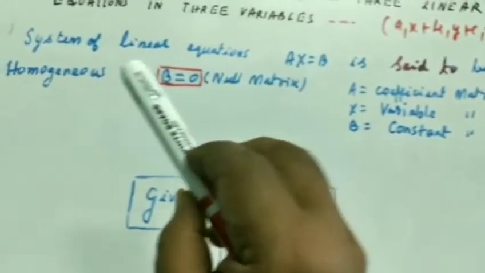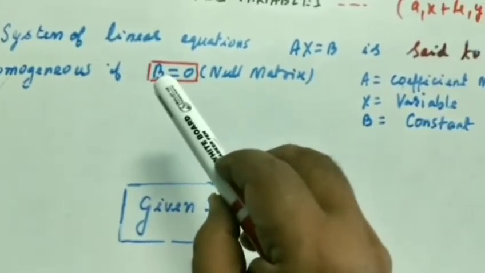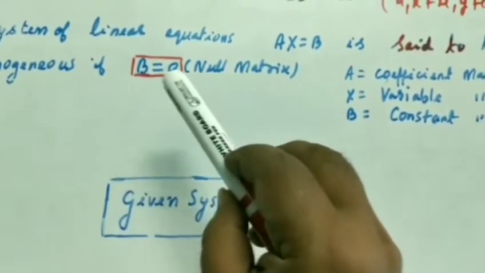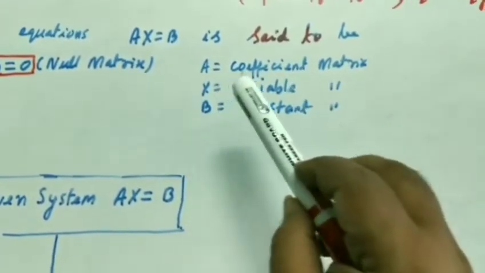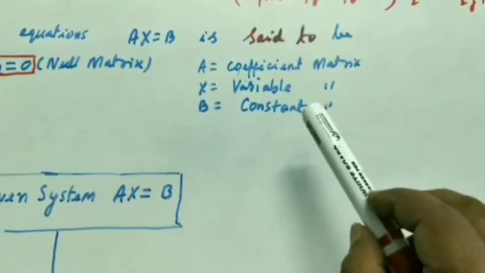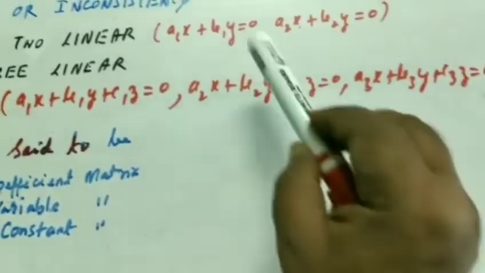Now, you know the system of linear equations AX is equal to B is said to be homogeneous if the constant matrix is a null matrix. A is the coefficient matrix, X is the variable matrix, B is the constant matrix. Here the constant matrix should be 0, because this is 0, 0 and 0. Here also 0 and 0.